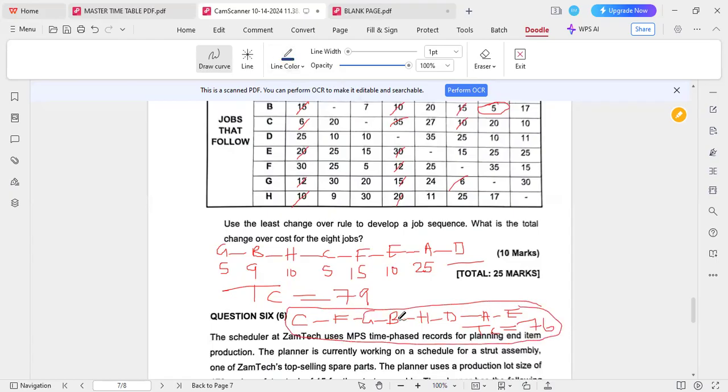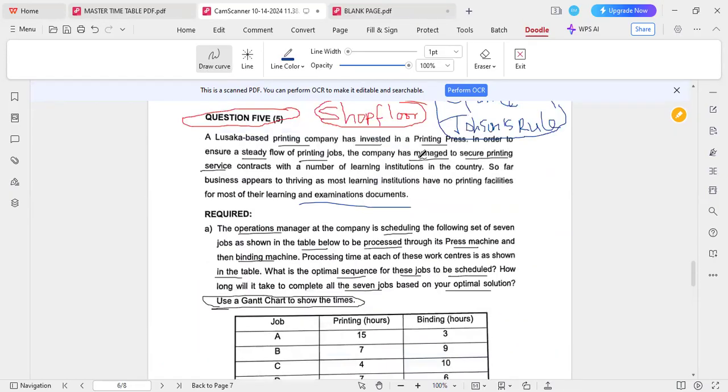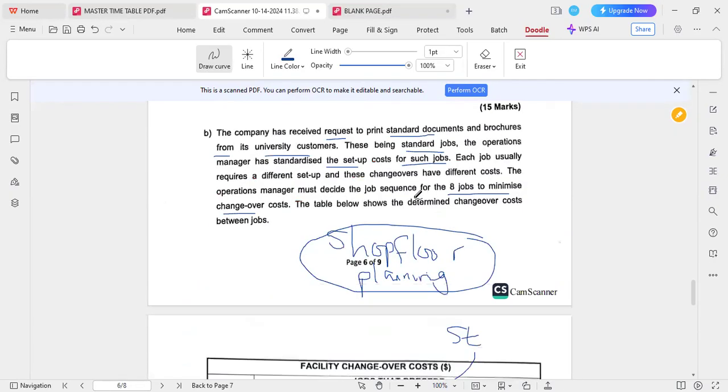Okay. So select this sequence. Are we together? Are you with me? Hello? Yes. Okay. So meaning that this question 5, all of it has been sorted out.